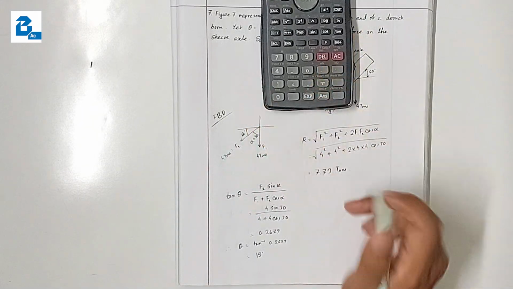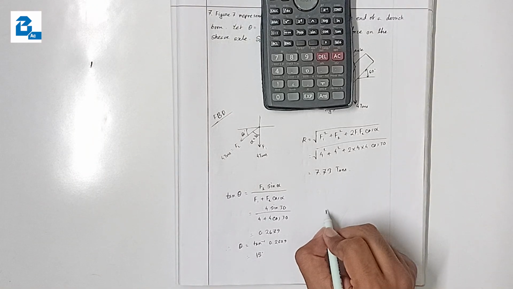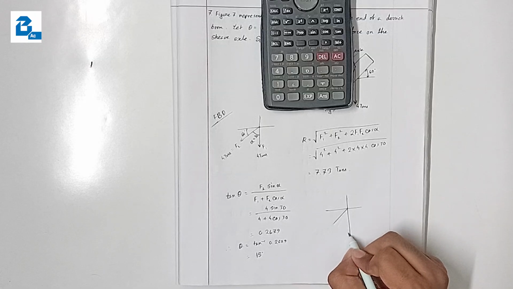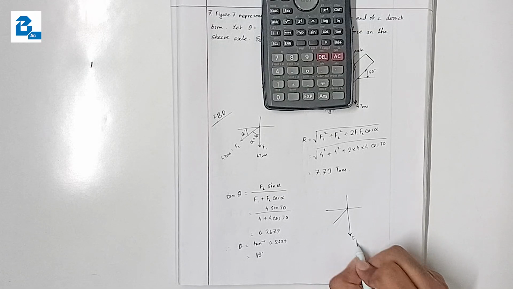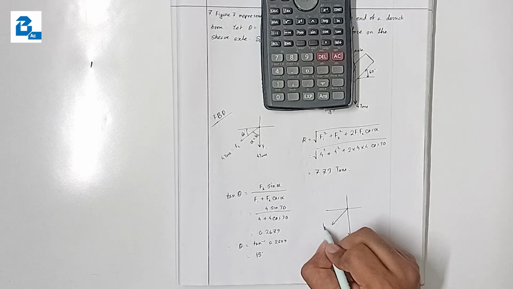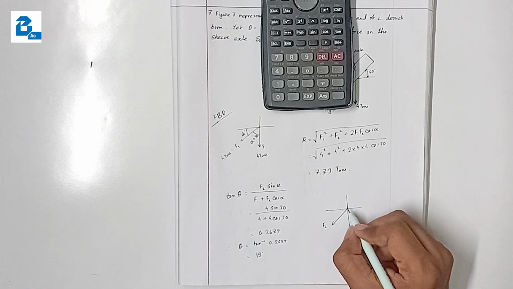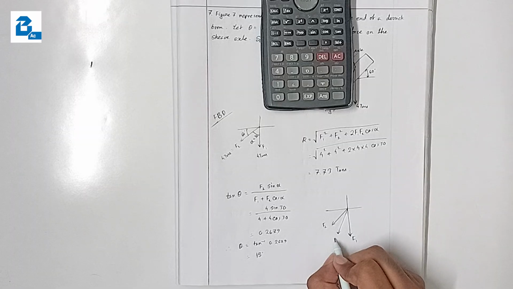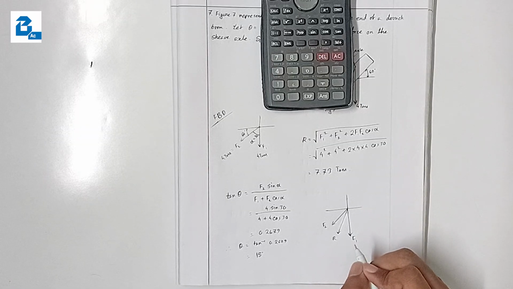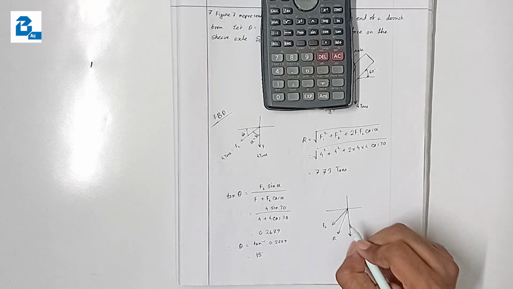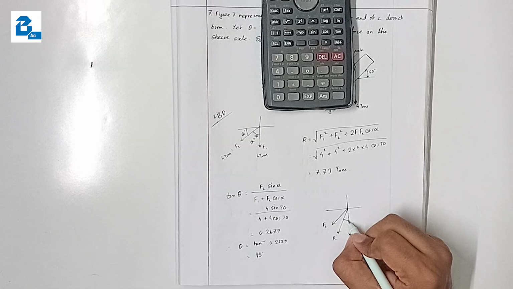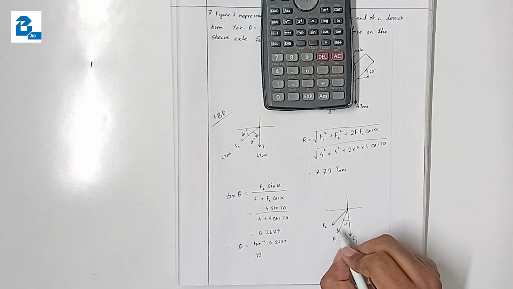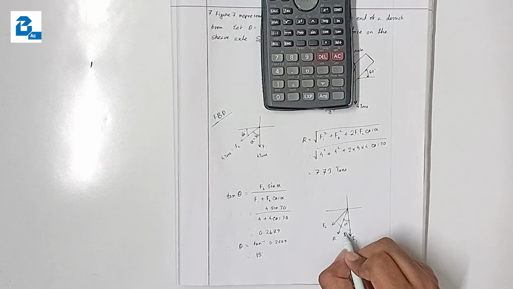So then the figure would look something like this. Here this is F1 and this is F2, and the resultant, which is R, would go right in the middle of them, and the angle between F1 and the resultant would be 15 degrees, and the whole angle would be 30 degrees.